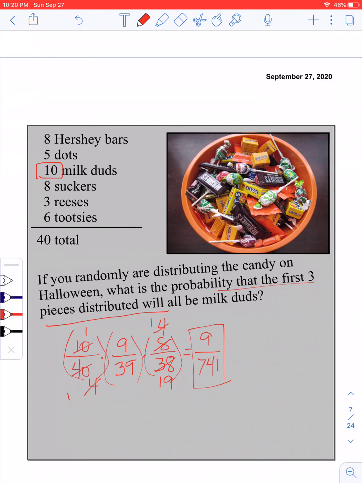If you were to actually change that to a percent, you would take 9 divided by 741, and you'd get about a 1% chance. So 1.2% chance. Not good odds.